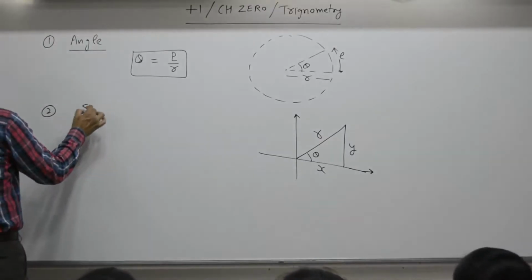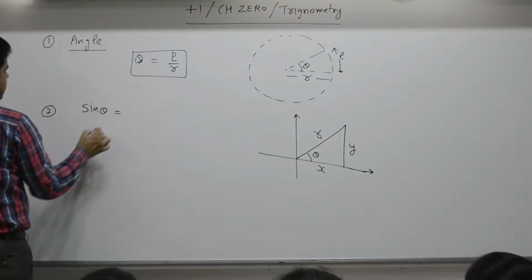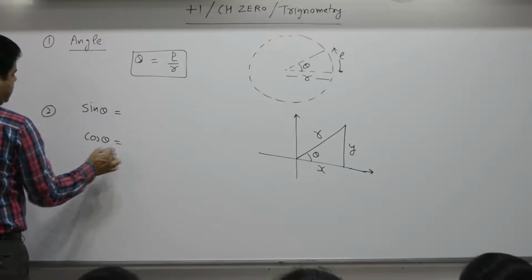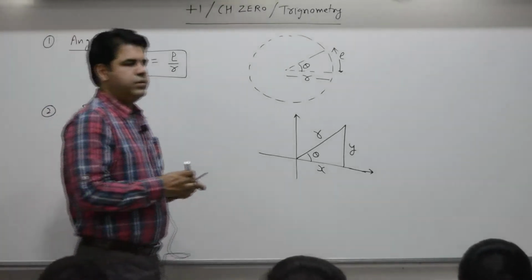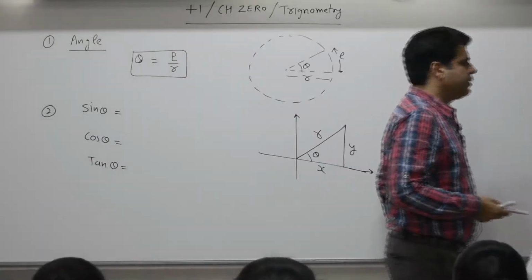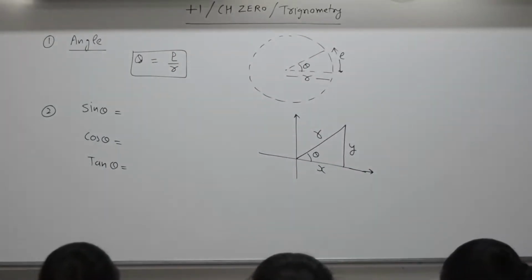Define sin theta, cos theta, tangent theta. Do it. 2 minutes with you. 2 minutes to write. Sin theta, cos theta, tangent theta.